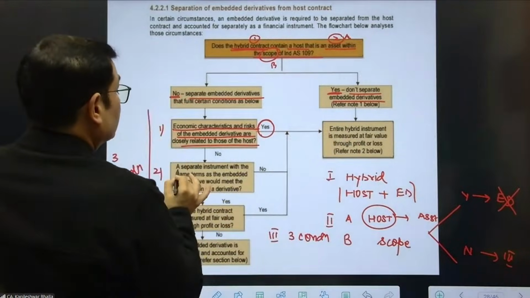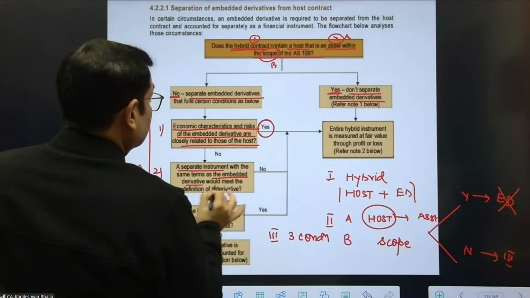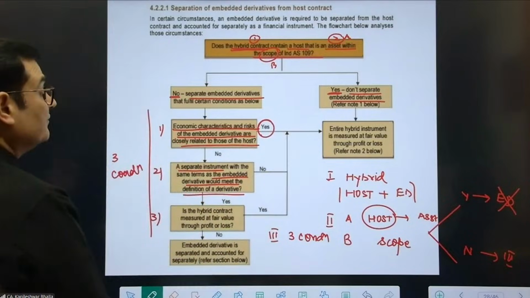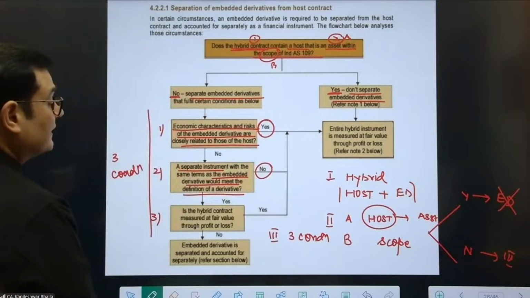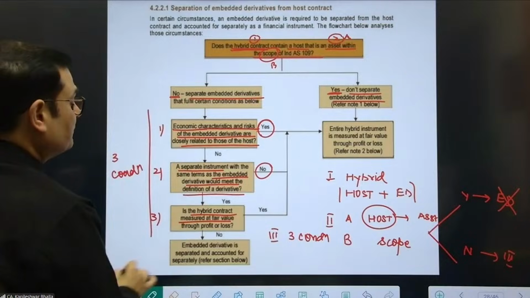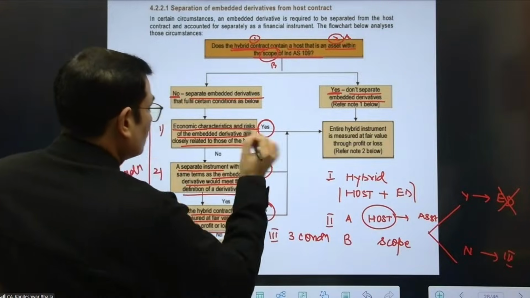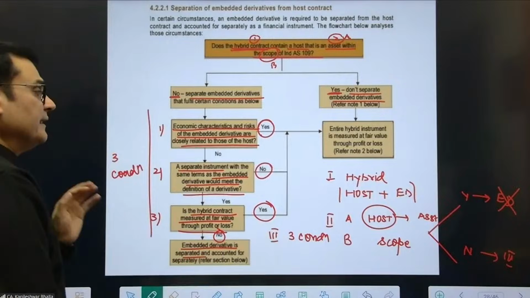The second one is whether a separate instrument with the same terms as the ED would meet the definition of a derivative. If you say no, then the ED is not segregated. The third is whether the hybrid contract is measured at FVTPL. If you say yes, we don't segregate. If you say no, the embedded derivative is segregated.